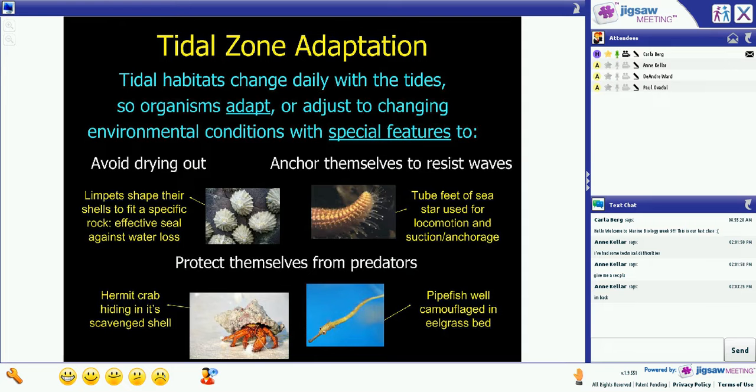Can anyone think of another animal that we might see in a tidal zone and how it uses either one of these adaptations here or a different adaptation to protect itself? Go ahead and just turn your mic on and let us know, or text it in the text chat. Can anyone come up with another idea?